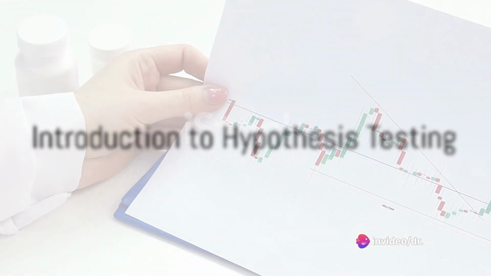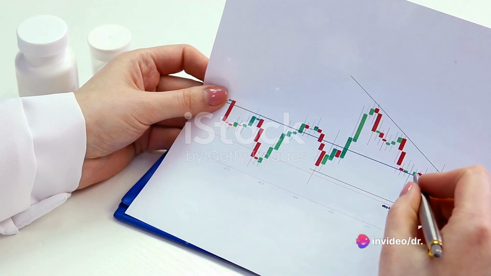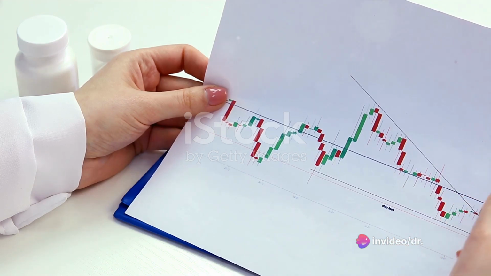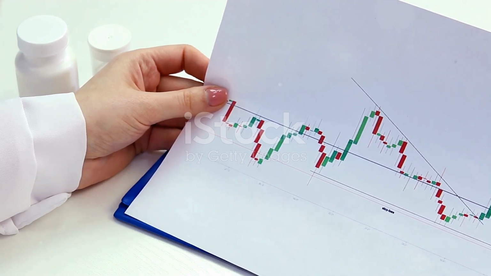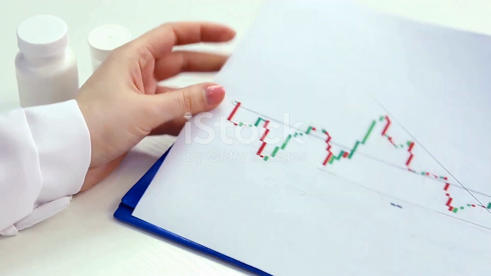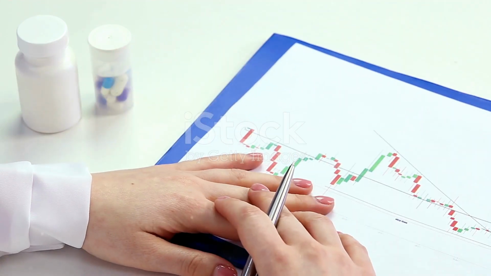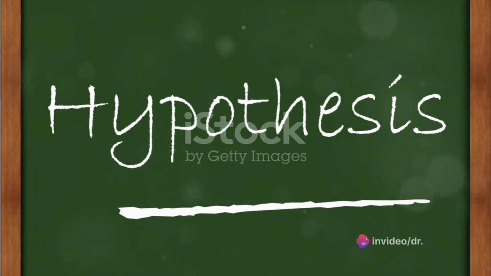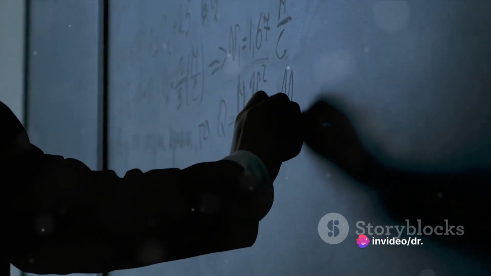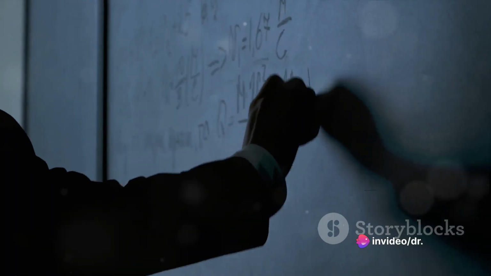Have you ever wondered how researchers make decisions about their data? Today, we unravel the mystery behind hypothesis testing. Hypothesis testing is a statistical procedure that helps researchers make informed decisions. At its core lie two essential components: the null hypothesis, denoted as H0, and the alternative hypothesis, denoted as HA.